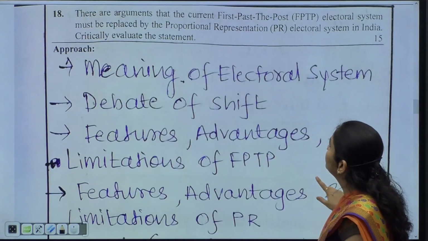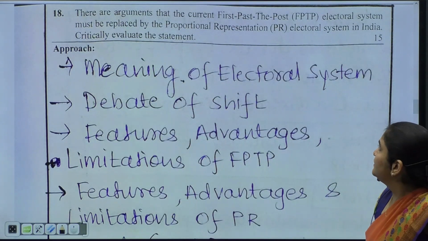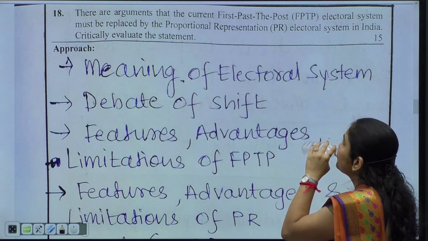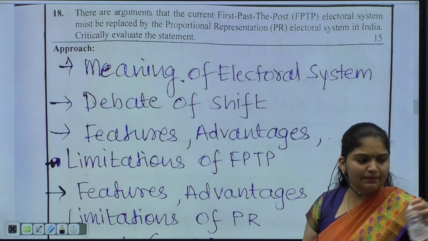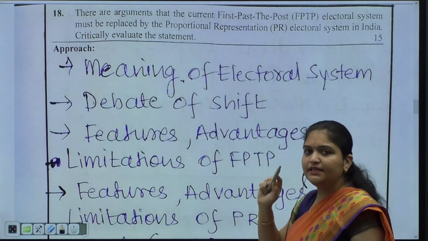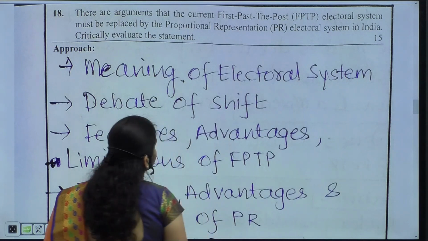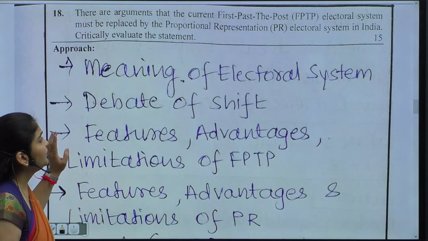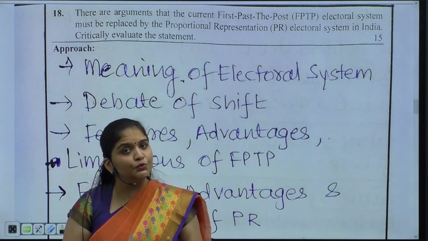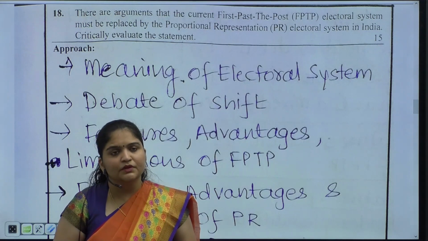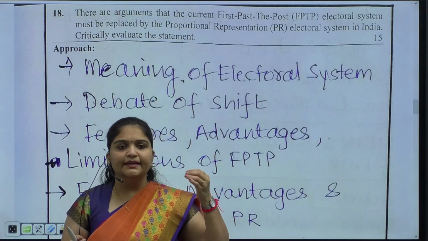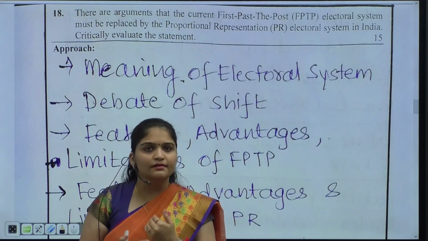Now question, there are arguments that the current first past the post electoral system must be replaced by proportional representation in India. Critically evaluate. See, it's a very common question, okay? First you need to understand both the systems very well. What are the issues with the system? What defects does it correct? What are the benefits? Okay? Then only you will be able to write this answer. A very clear understanding of the electoral system is required.